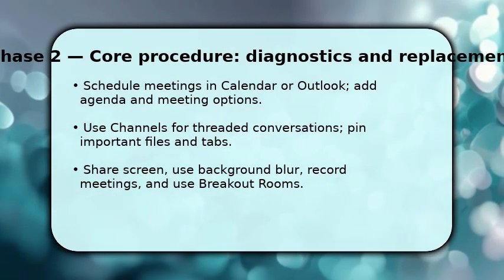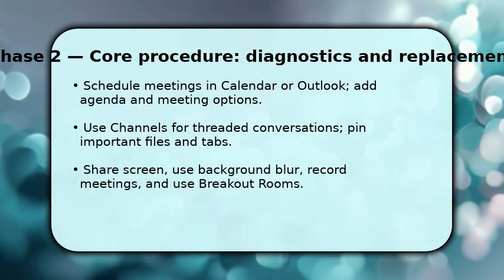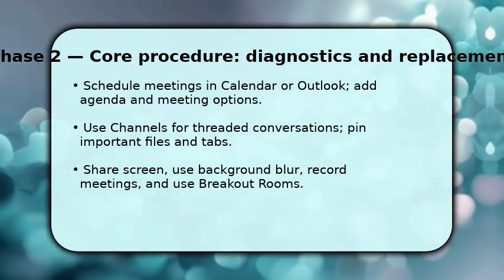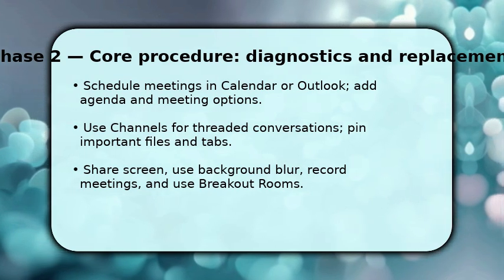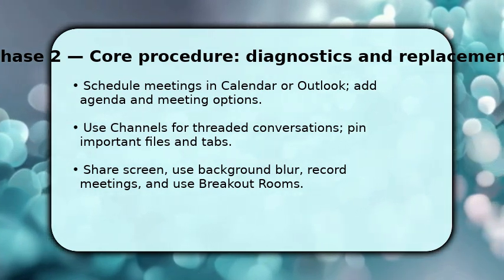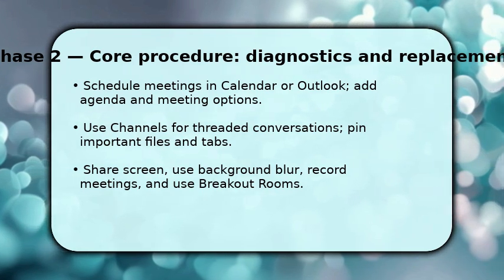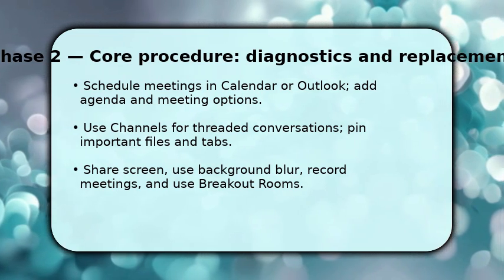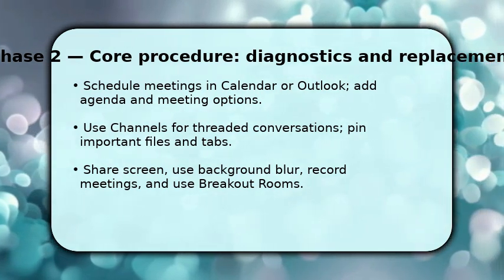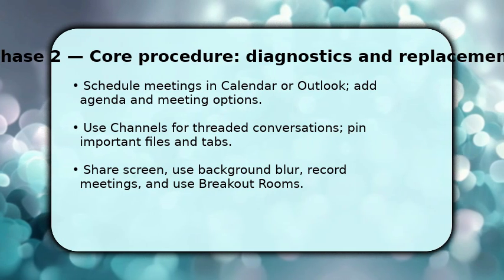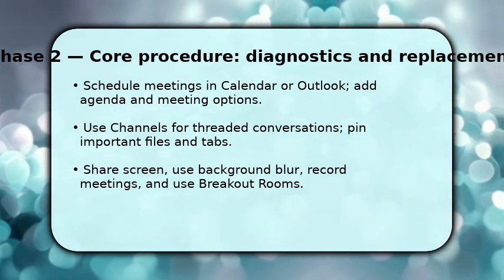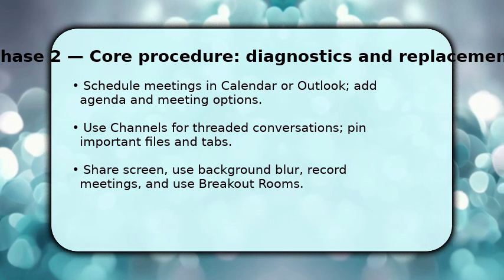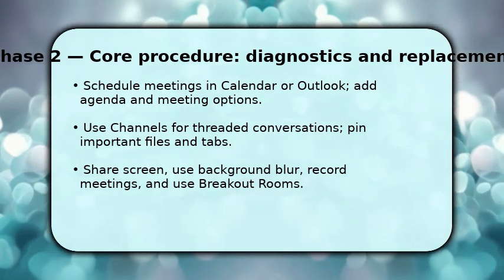Schedule meetings with clear agendas and meeting options so participants know expectations and roles. Once in a meeting, share your screen selectively, choose a window or a PowerPoint to keep attention on the right content. Use channel posts and threaded replies to preserve context, pin critical files, and add tabs like Planner or OneNote to streamline tasks. Record meetings for absent teammates, enable live captions for accessibility, and use breakout rooms for focused group work. These tools improve engagement and follow-up.